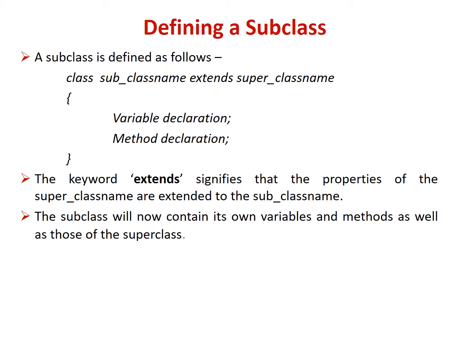Now, how to define a subclass? For this, the general format is given here: class, then the subclass name. After this, we specify the keyword extends, then the superclass name. After this statement, we declare the variables of the subclass as well as the methods of the subclass. Here, the keyword extends signifies that the properties of superclass name are extended to the subclass name. The subclass will now contain its own variables and methods as well as those of the superclass.